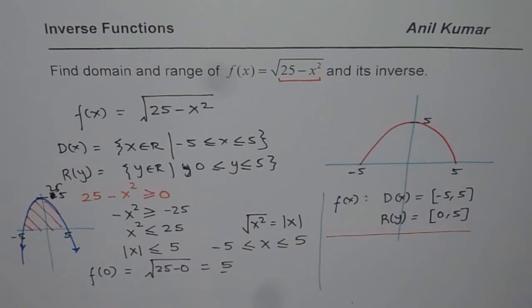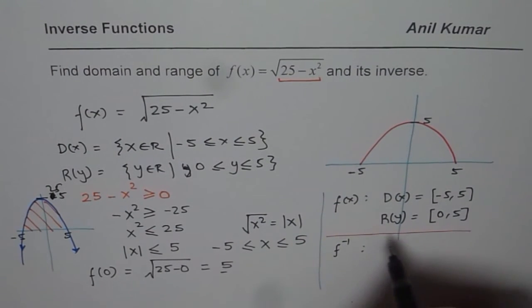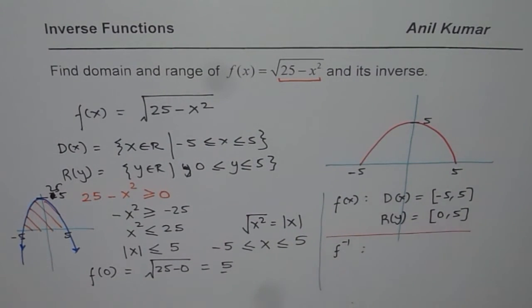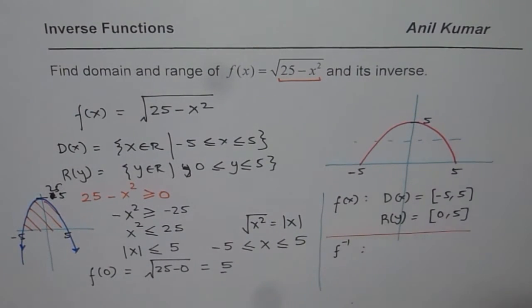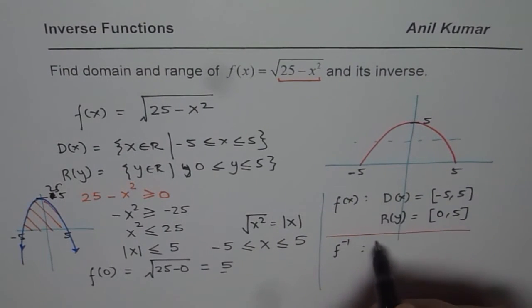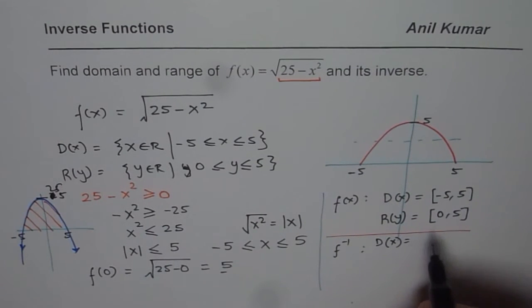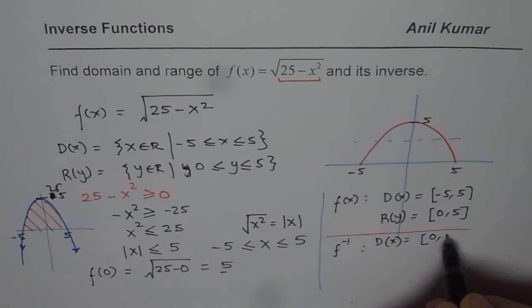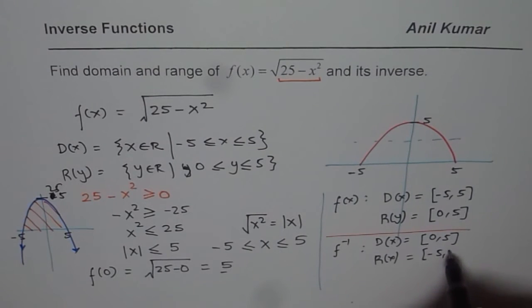When we talk about the inverse of the function, let us say f inverse. Now for the inverse of this function, since this function fails the horizontal line test, the inverse is not going to be a function. Therefore I'm not writing x here, I'm just writing f inverse. It will flip, right? So the domain for the inverse will be the original range, so it will be 0 to 5, and as far as the range is concerned, the original domain becomes the range, so that will be minus 5 to 5.